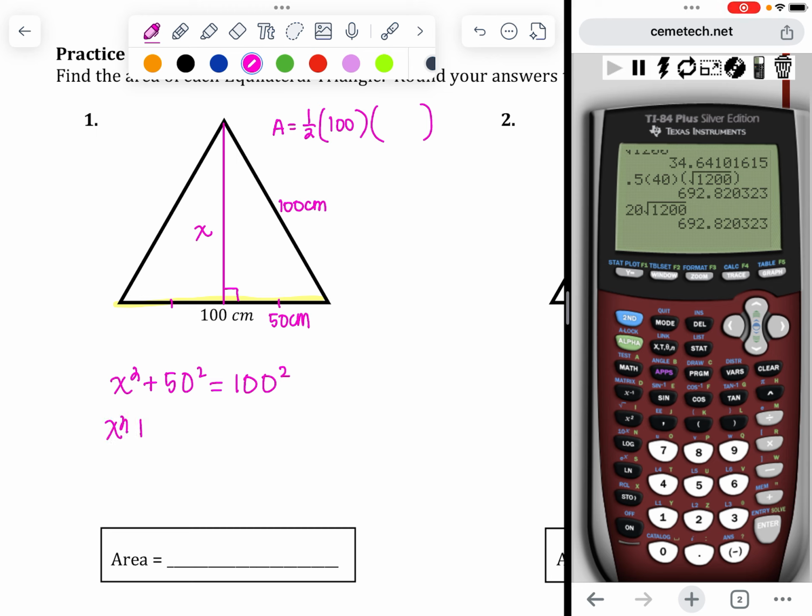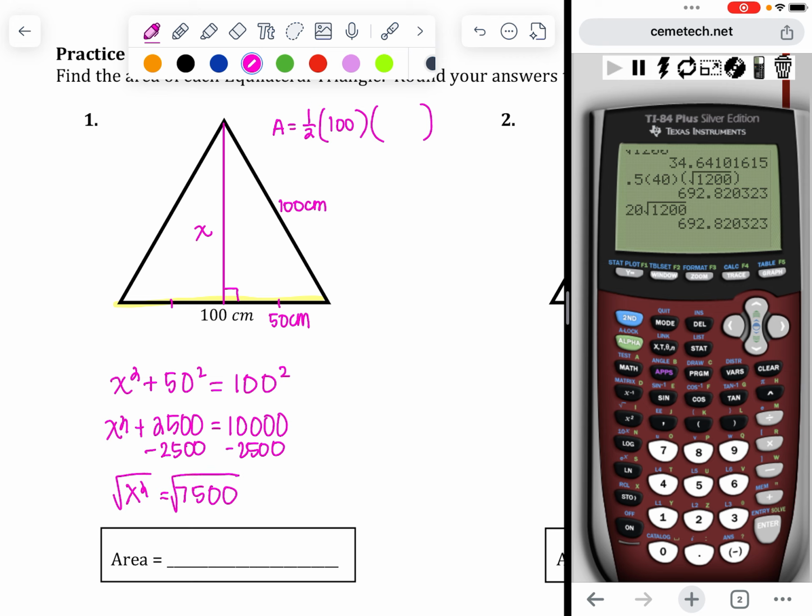x squared plus 2,500 is equal to 10,000, right? Not bad. Subtract 2,500. I have x squared is equal to 7,500, and then square root.